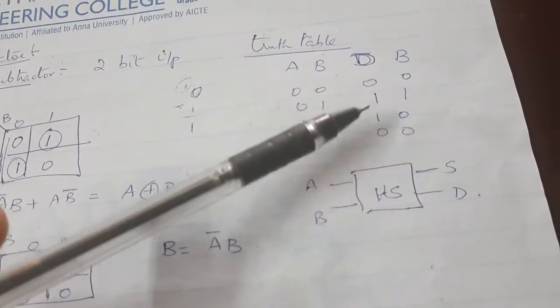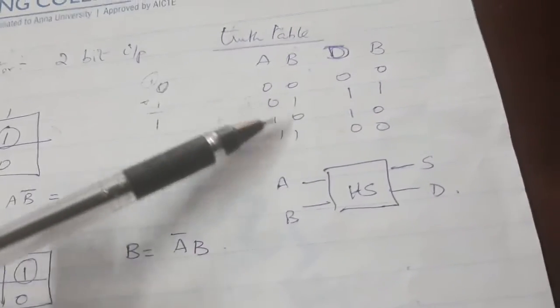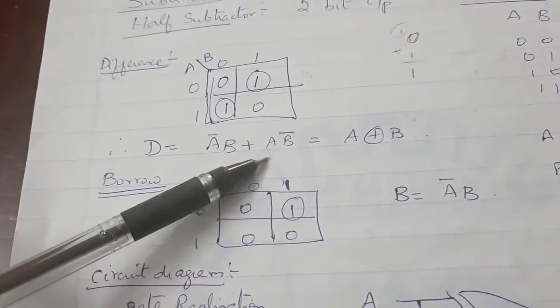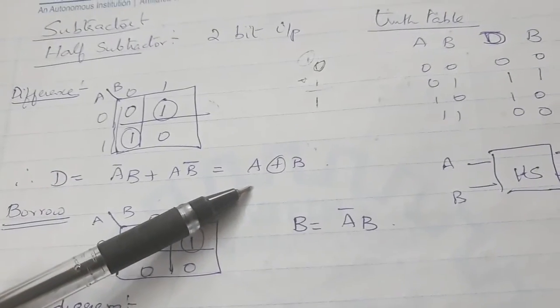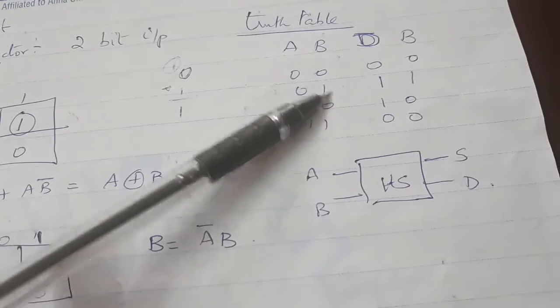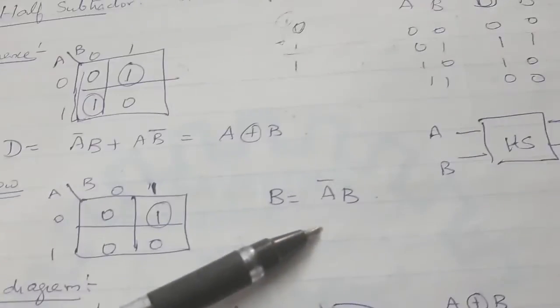Now you write down the K map for difference. The K map for difference gives A bar B plus A B bar, so the answer is an exclusive OR gate. For borrow you do the K map, and the answer is A bar B. If you do the K map, it will be like this.